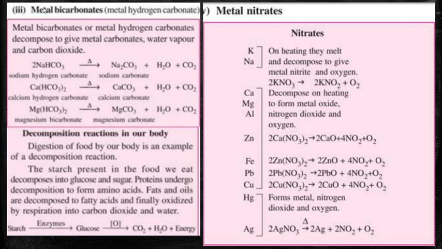Okay, continuing from metal bicarbonates, we come to the metal nitrates. Sodium and potassium nitrates, on heating, melt and decompose to give metal nitrite and oxygen. Nitrate means NO3, nitrite means NO2, of the respective metal. Further, metals like calcium, magnesium, aluminum decompose to form metal oxides, nitrogen dioxide and oxygen. First it forms metal oxides. Lastly, mercury and silver nitrates form the metal, nitrogen dioxide and oxygen upon heating.